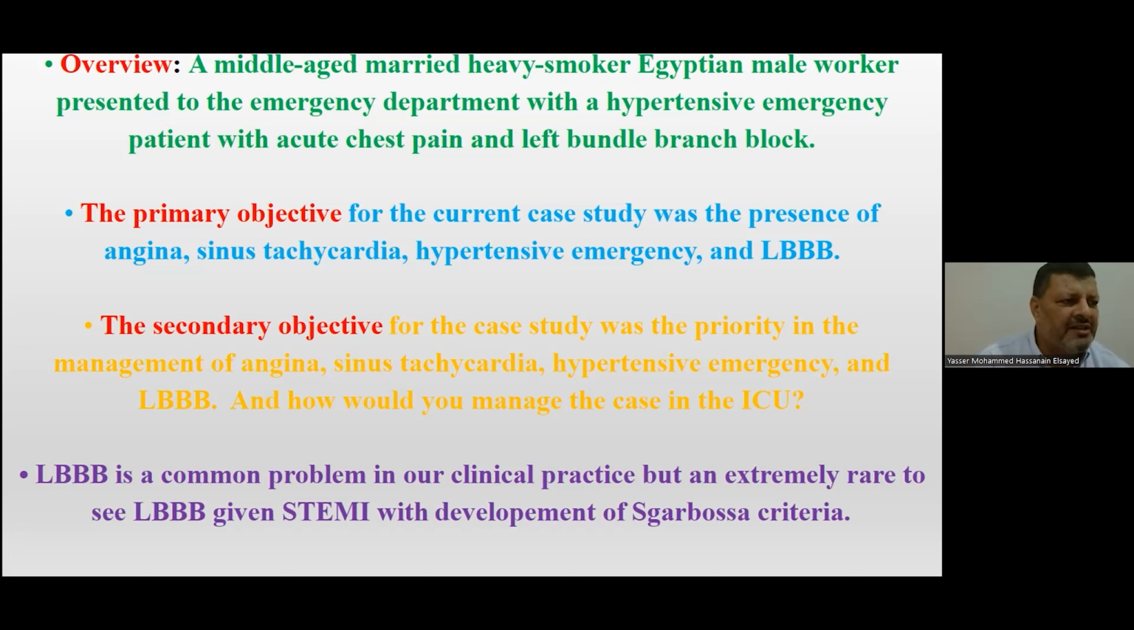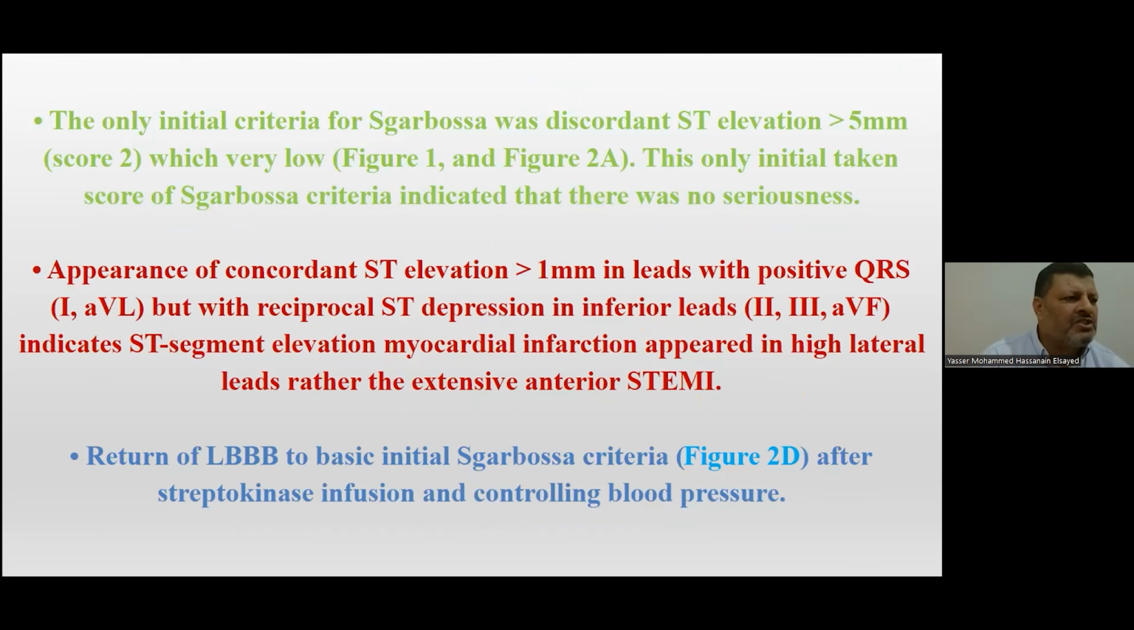The only initial criterion for Sgarbossa was discordant ST elevation more than 5 millimeters, score 2, which is very low, as I said before. This score indicates there is no seriousness. Appearance of concordant ST elevation more than 1 millimeter in leads with positive QRS in aVL and lead 1, with reciprocal changes in lead 3 and aVF, indicates ST segment elevation high lateral myocardial infarction rather than extensive anterior STEMI.